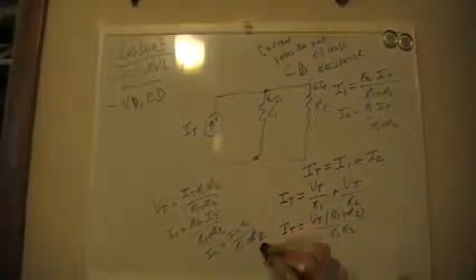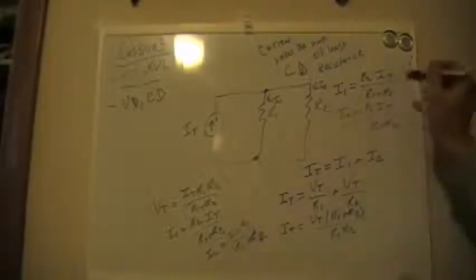Hopefully this makes sense to you, how these formulas were derived. And you can see that if you look up there, they match with each other. That means we did use the formulas correctly. So that's current division and voltage division derived for you guys.